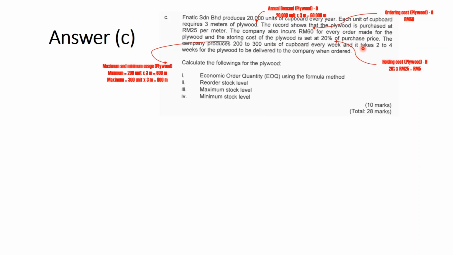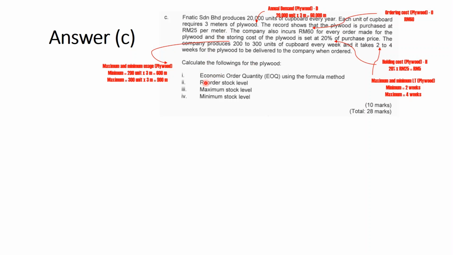And next, it takes 2 to 4 weeks for the plywood to be delivered to the company when ordered. So this information is about the maximum and minimum lead time, which is minimum 2 weeks and maximum 4 weeks.